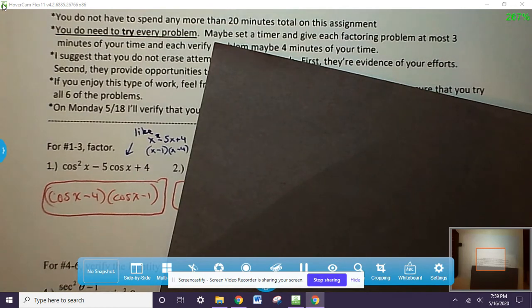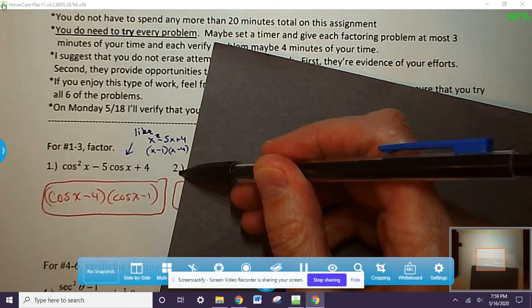Okay, next question. Can you please type in your answer for number 2? What did you get when you factored that expression?